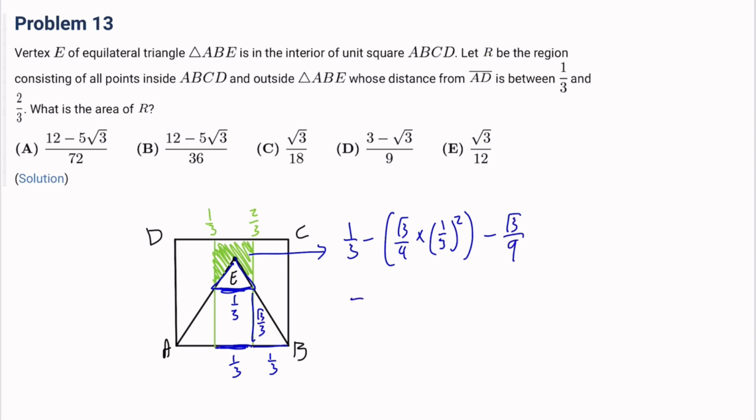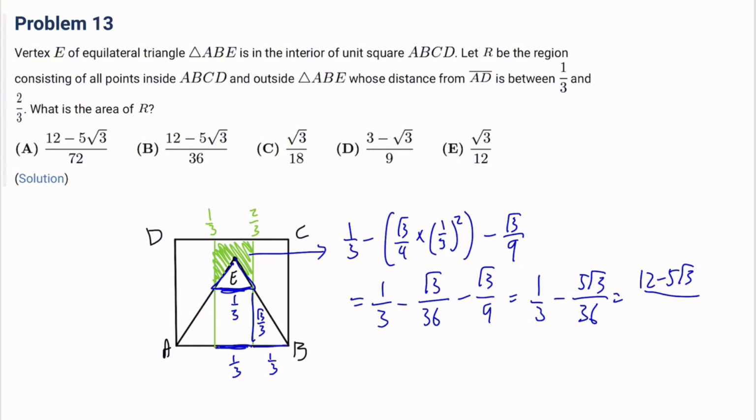And so this means it's 1/3 minus √3/36 minus √3/9. This equals 1/3 minus 5√3/36. This is 12 minus 5√3/36, right? And so this is our answer, it's B.